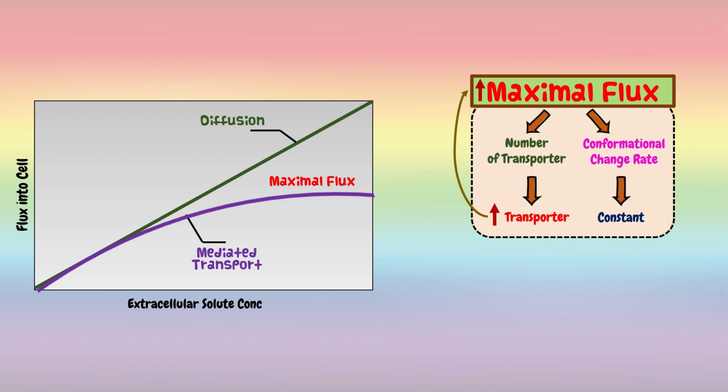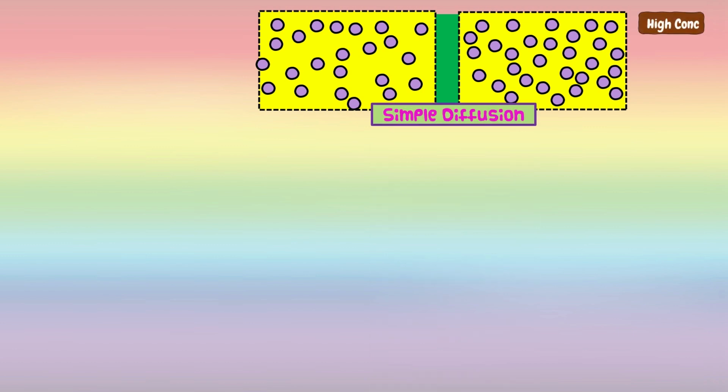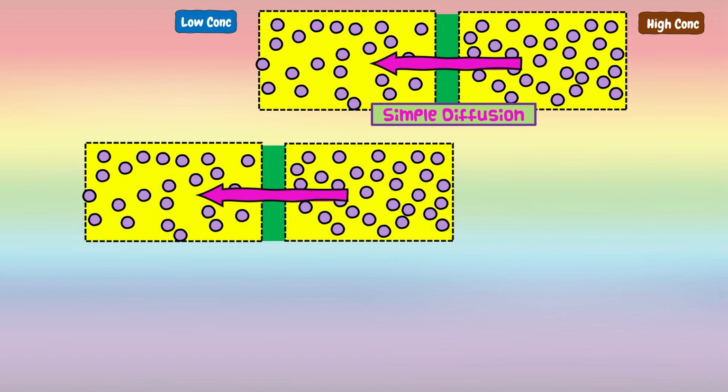Moving towards the last question. Draw pathways by which substances cross membranes. Let's draw them together. This is the pathway showing direction of net solute flux crossing a membrane by simple diffusion, meaning from high to low concentration.